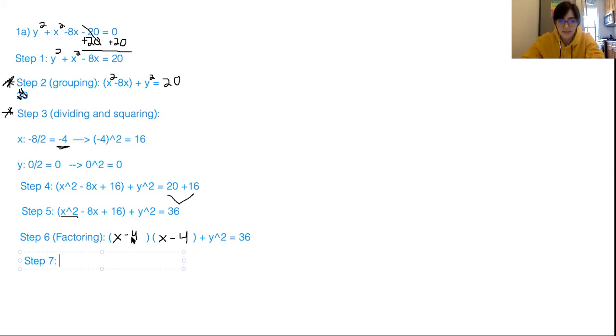My last step, step 7, is just sort of simplifying. If I have x minus 4 times x minus 4, I'm multiplying it by itself. In other words, I'm squaring. So I'm going to do x minus 4 squared plus y squared equals 36. So this is my completed square with 2 variables. These 7 steps will always be the same.